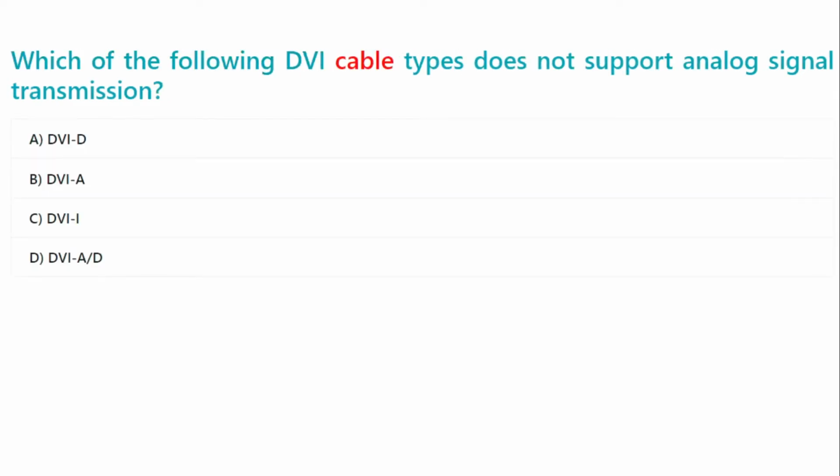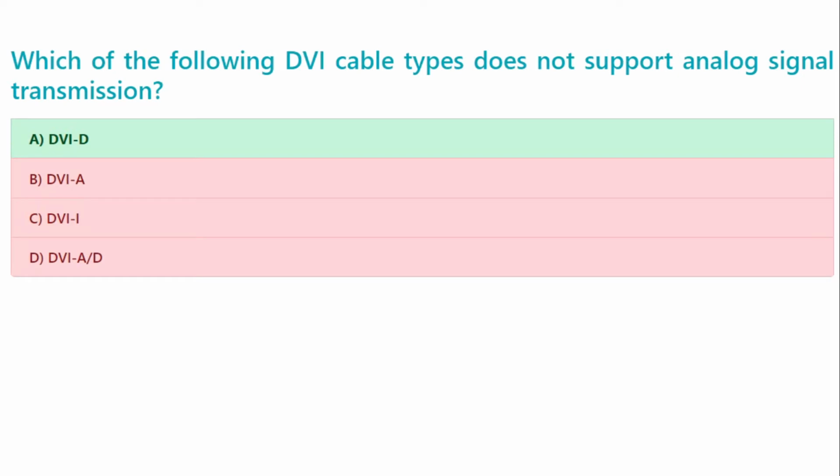Which of the following DVI cable types does not support analog signal transmission? A. DVI-D. B. DVI-A. C. DVI-I. D. DVI-A/D. The correct answer is A. DVI-D.